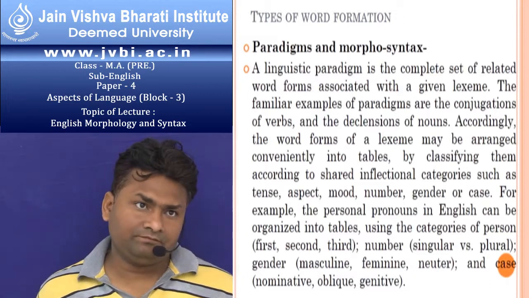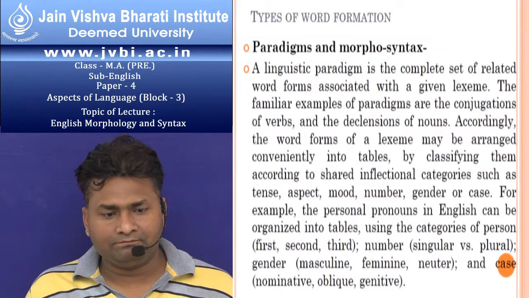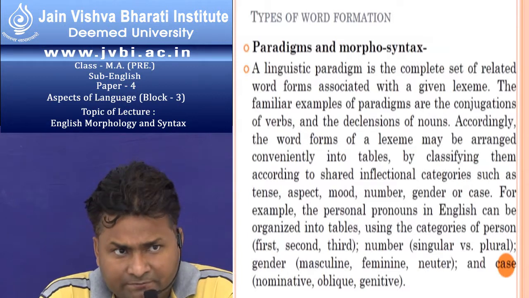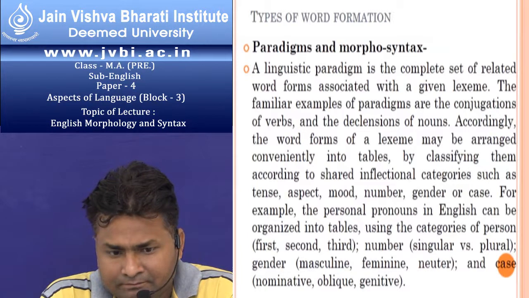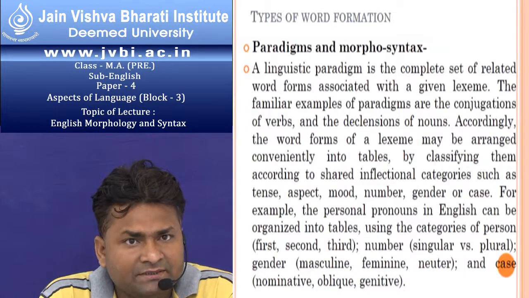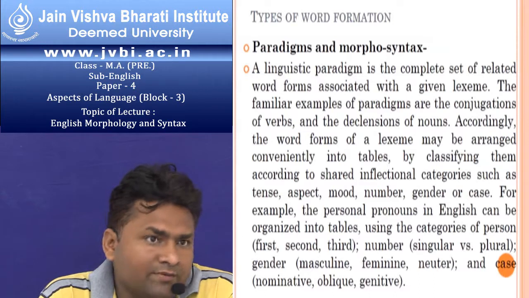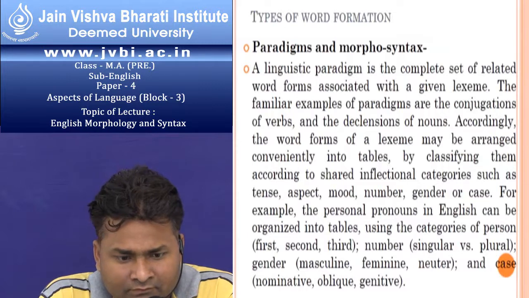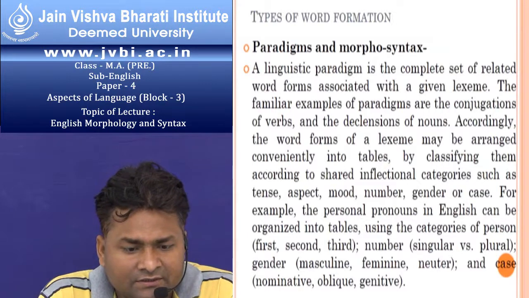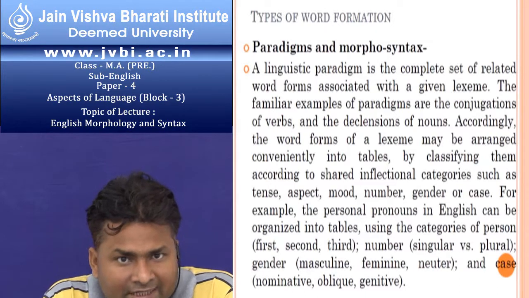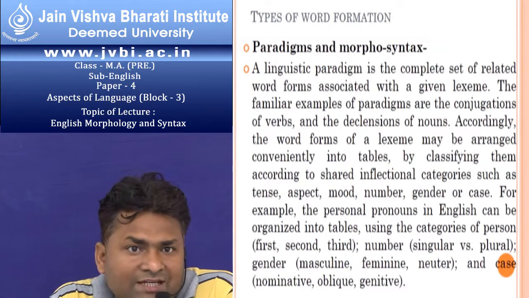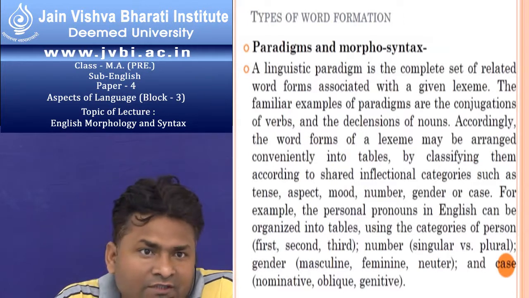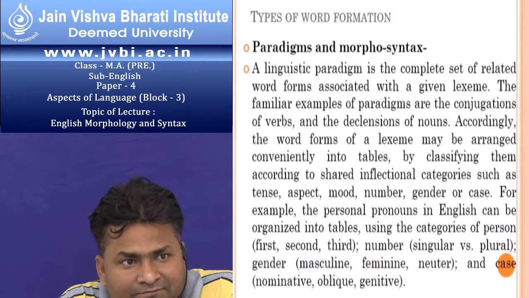Types of word formation. Paradigms and morphosyntax. A linguistic paradigm is the complete set of related word forms associated with a given lexeme. The familiar examples of paradigms are the conjugations of verbs and the declensions of nouns. Accordingly, the word forms of a lexeme may be arranged conveniently into tables by classifying them according to shared inflectional categories such as tense, aspect, mood, number, gender, or case.